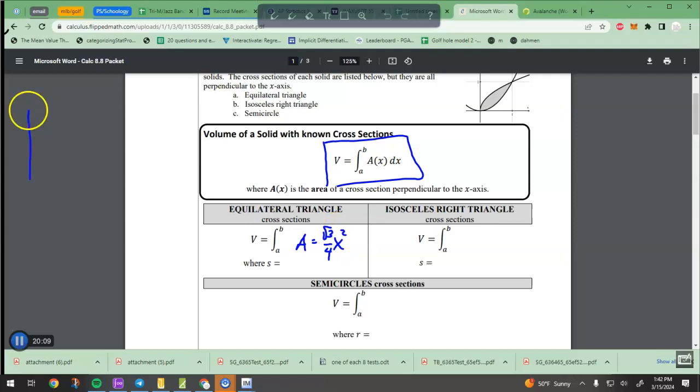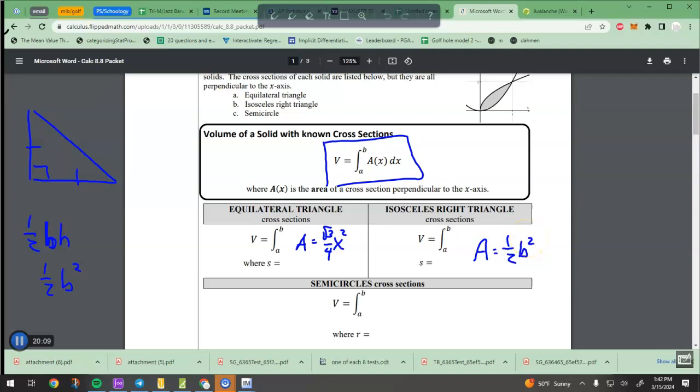Isosceles right triangle. Isosceles means the base and the height are the same. So if I go to do 1/2 base times height, but the base and the height are the same, couldn't I call that 1/2 times base squared? The base and the height are the same thing in an isosceles right triangle. So the area of an isosceles right triangle is 1/2 times the base squared.